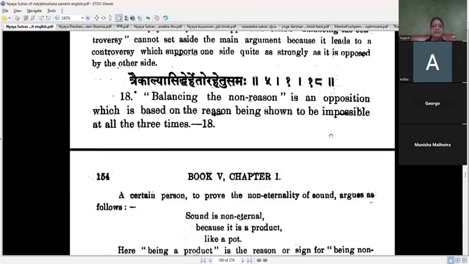So Traikalya asiddhehe hetuho ahetusam. Now, for proving an argument, what is the major process that we use? We need a reasoning. The reasoning.